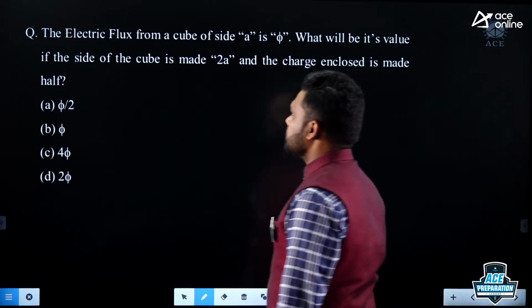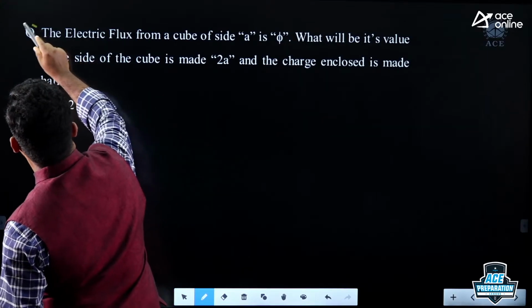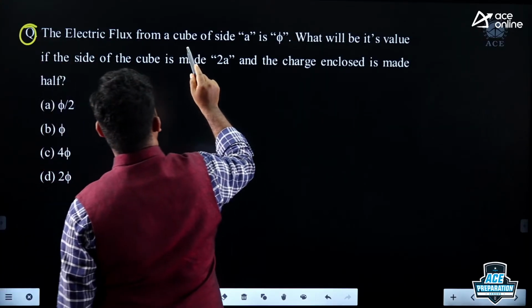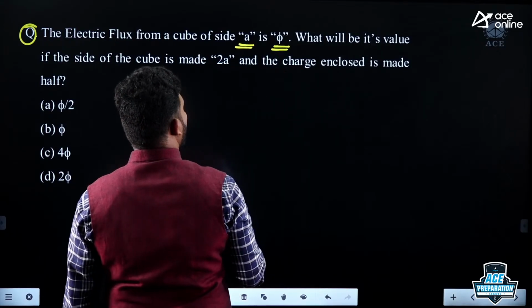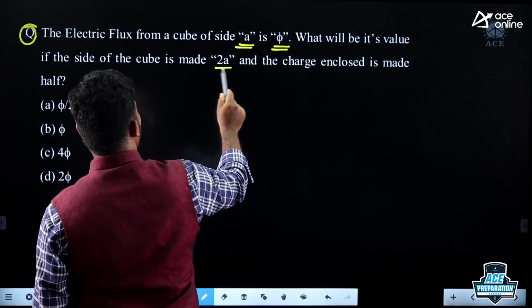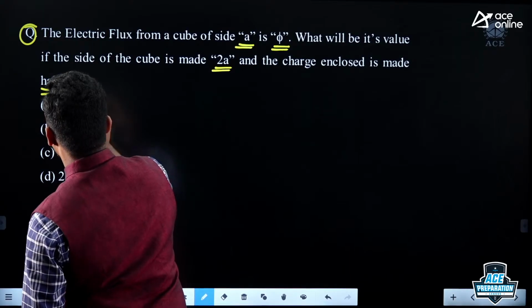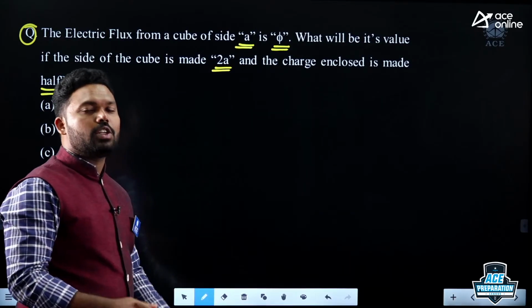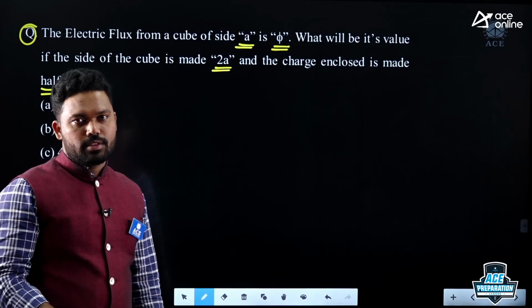Here also same. The electric flux from a cube of side A is phi. What will be its value if the side of the cube is made 2A and the charge enclosed is made half? That is the thing. Charge enclosed is made half. So if it is made half, flux is also made half.